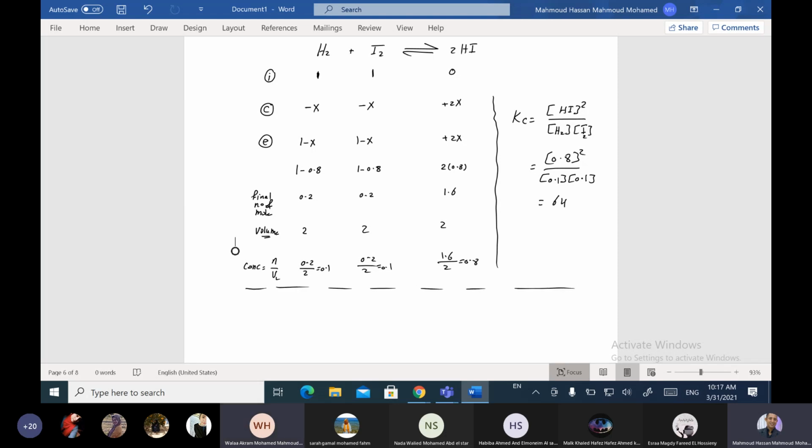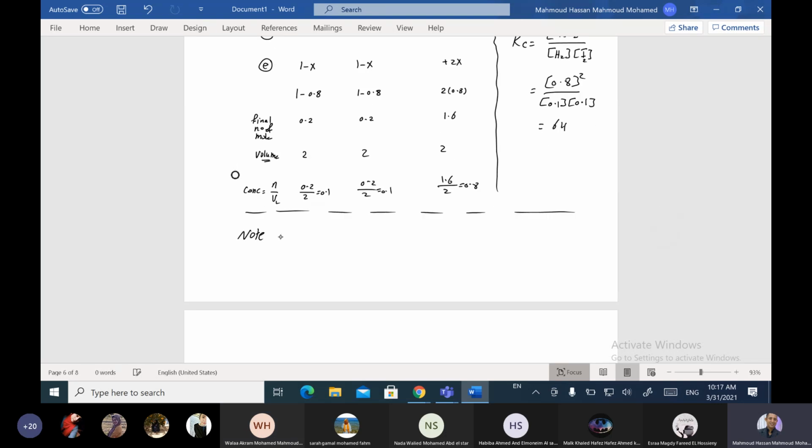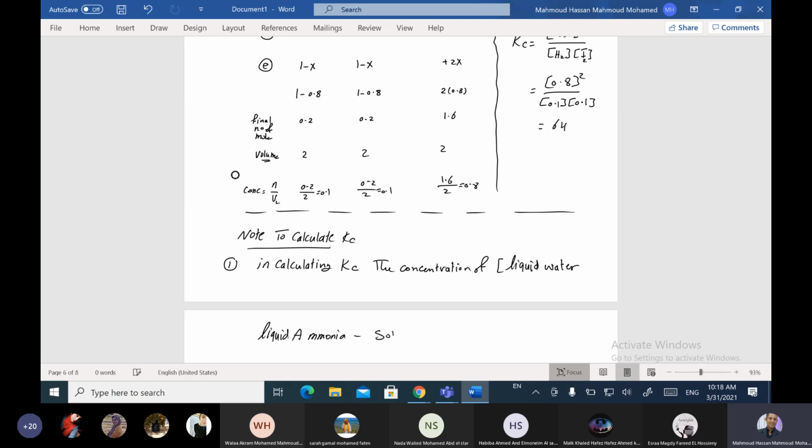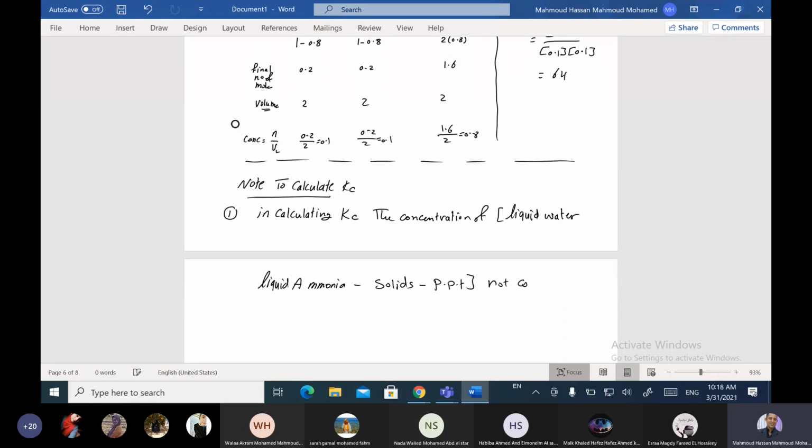Now we return to talk about the notes for calculating the Kc. Note number 1: in calculating Kc, the concentration of liquid water, liquid ammonia, and solids is not considered, as it is constant.